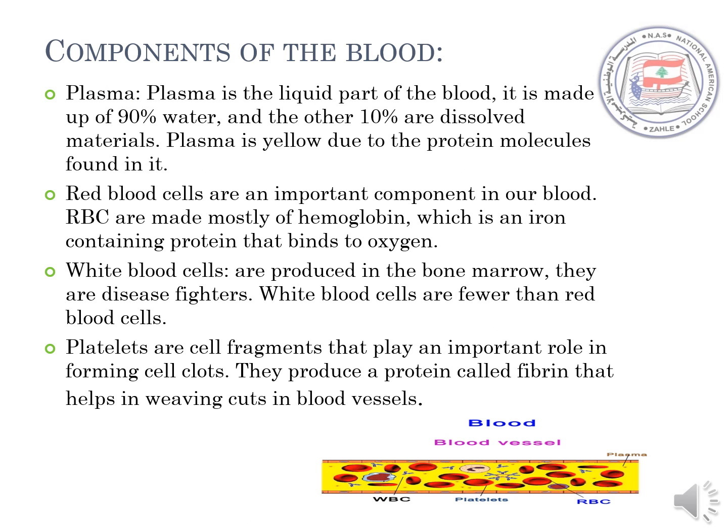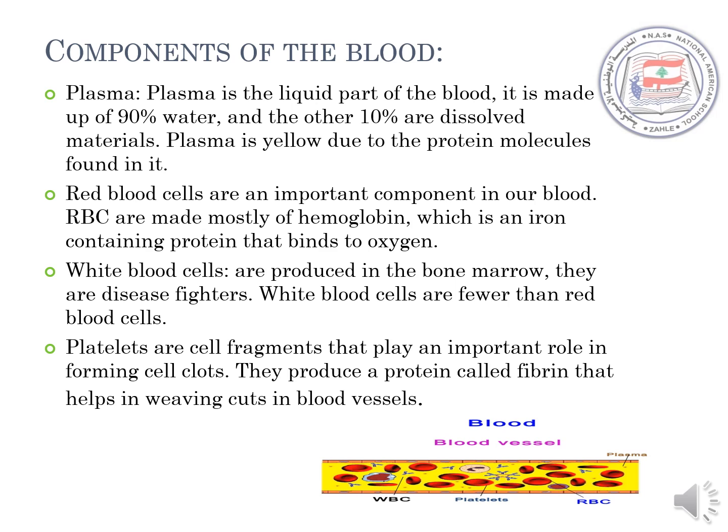The components of the blood. Plasma, first, is the liquid part of the blood. It is made up of 90% water and the other 10% are dissolved materials. Plasma is yellow due to the protein molecules found in it. Second, we have the red blood cells. They are important components of our blood. They are made mostly of hemoglobin, which is an iron-containing protein that binds to oxygen.